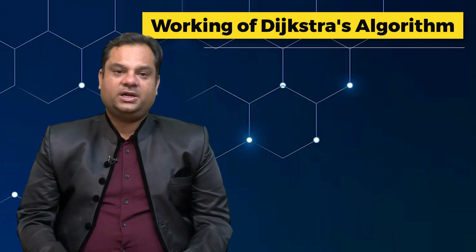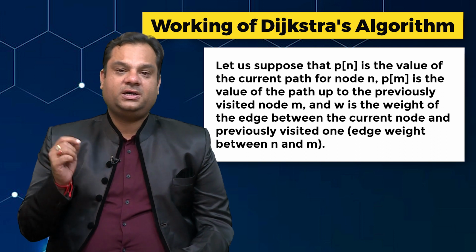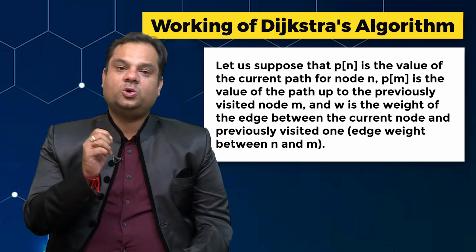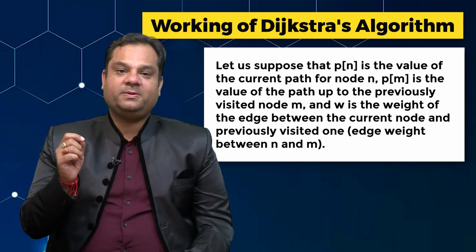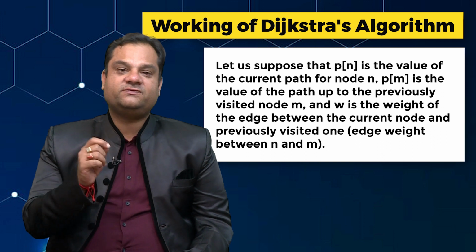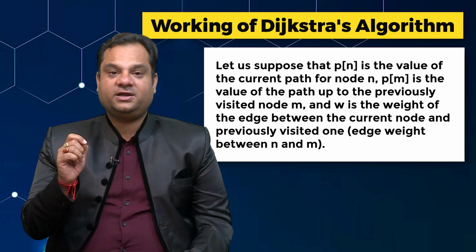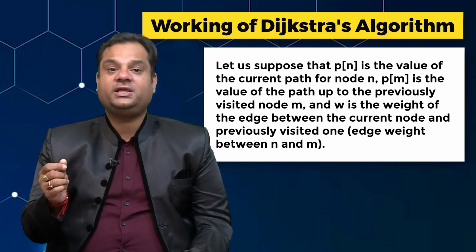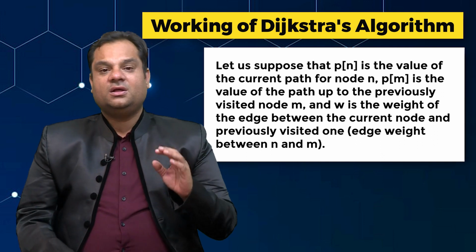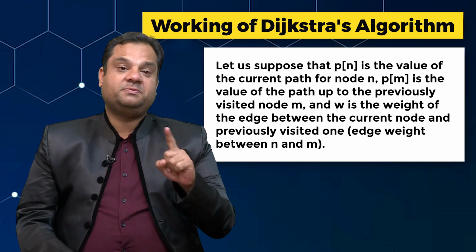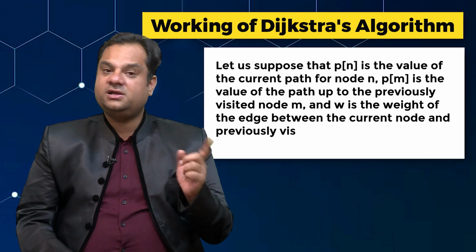Let us suppose P of n is the value of the current path for node n. P of m is the value of the path up to the previously visited node m. And W is the weight of the edge between the current node and the previously visited one. It means the edge weight between n and m. Here we compare the weights between n and m.